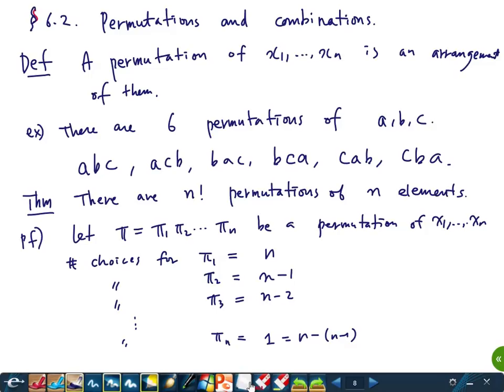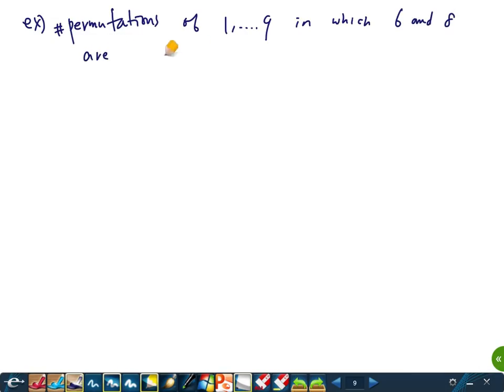Using this fact, you can compute more complicated questions, like this. What is the number of permutations of 1 dot dot dot 9? Of course, this will be 9 factorial. But we want to put more conditions. Number of permutations of 1 up to 9, in which 6 and 8 are adjacent. Adjacent means they are next to each other, either 6, 8 or 8, 6.